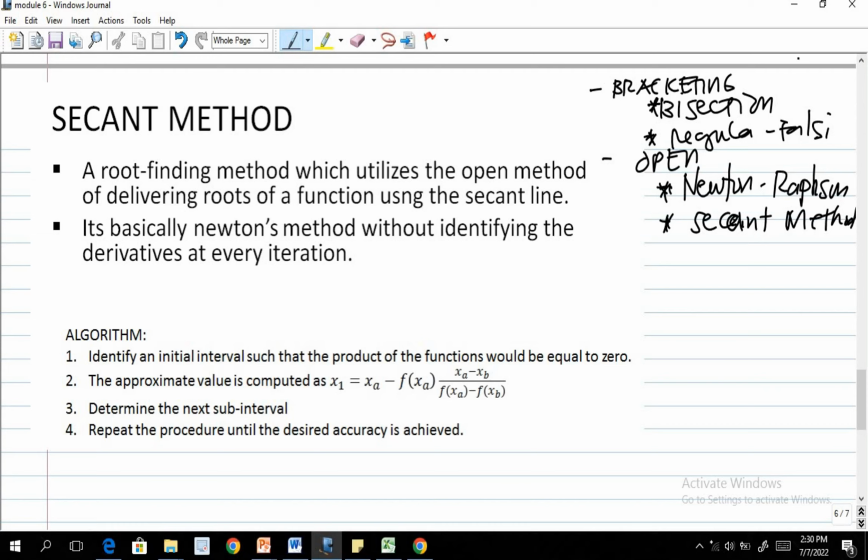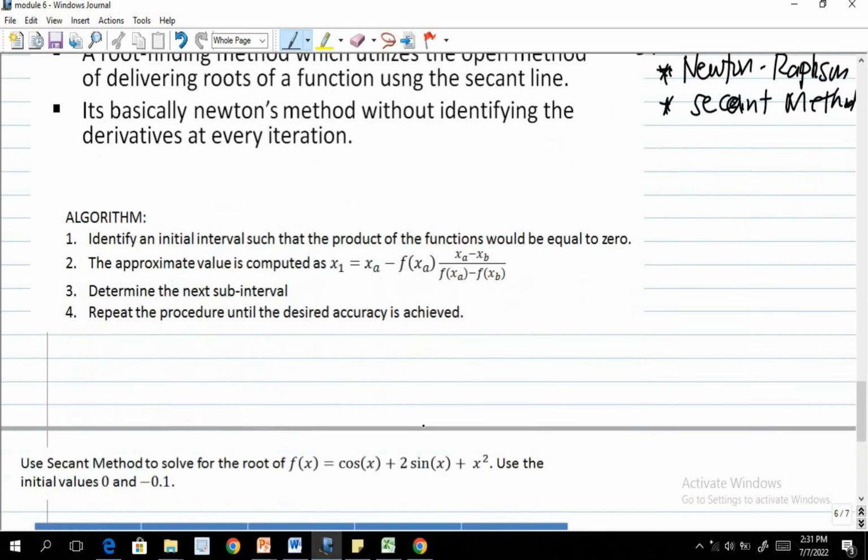Paano ba itong secant method na to? This is a root finding method which utilizes the open method of delivering roots of a function using the secant line. It's basically Newton's method without identifying the derivatives at every iteration. So, ano itong secant method na to?